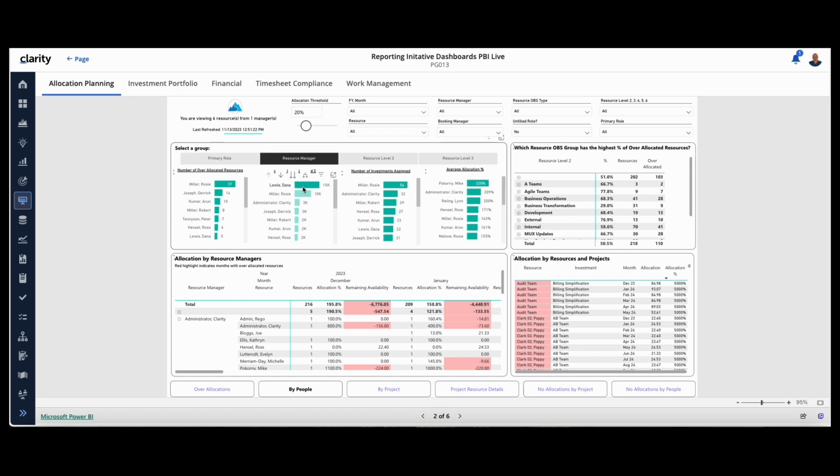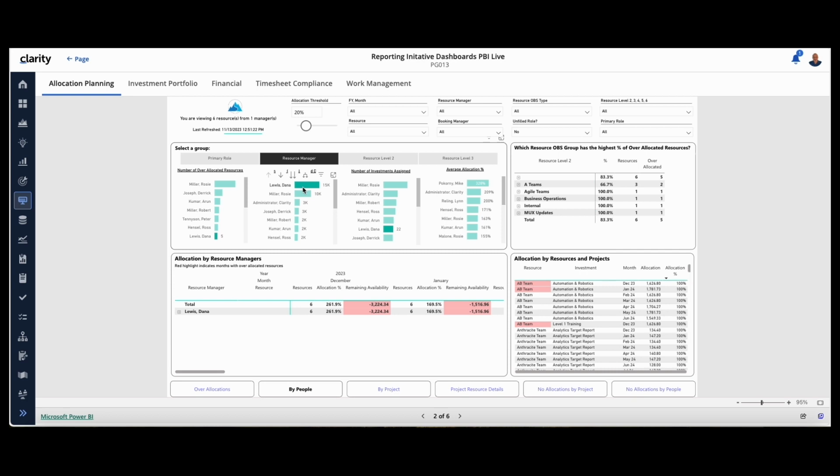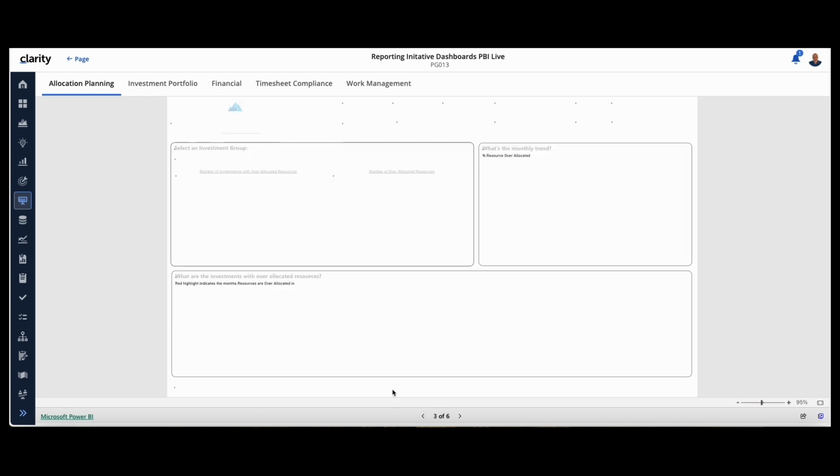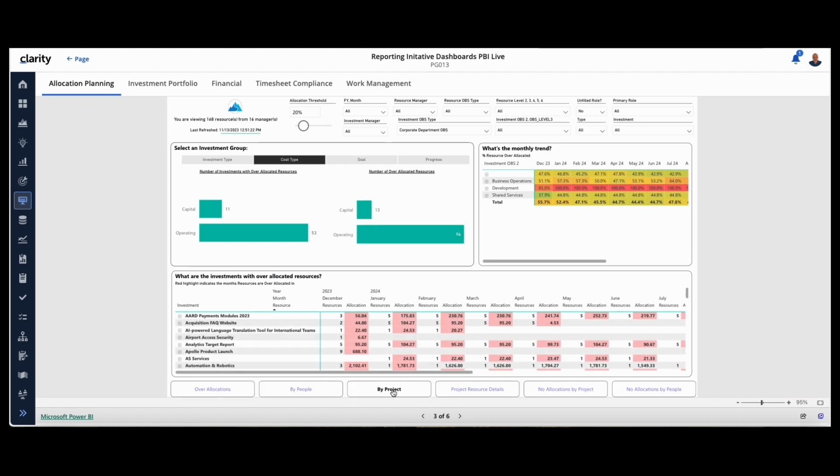At the click of a finger, it gives me the information that's relevant or important to me. I could click on Dana, and it's going to then filter the whole rest of the page to only show me Dana Lewis and the things that are appropriate to her. As I continue to move along, I can see this same information by project.